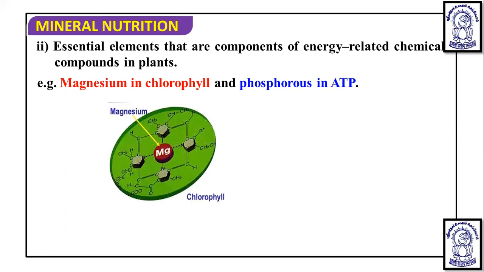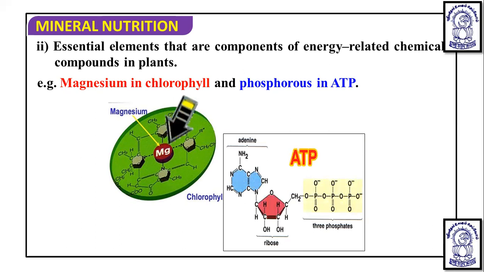Now see, this is the structure of chlorophyll, in which magnesium is found in the center, and this is the structure of ATP, where phosphorus is found. Three phosphates are found. Because of this we call it a triphosphate, the energy currency of the cell.